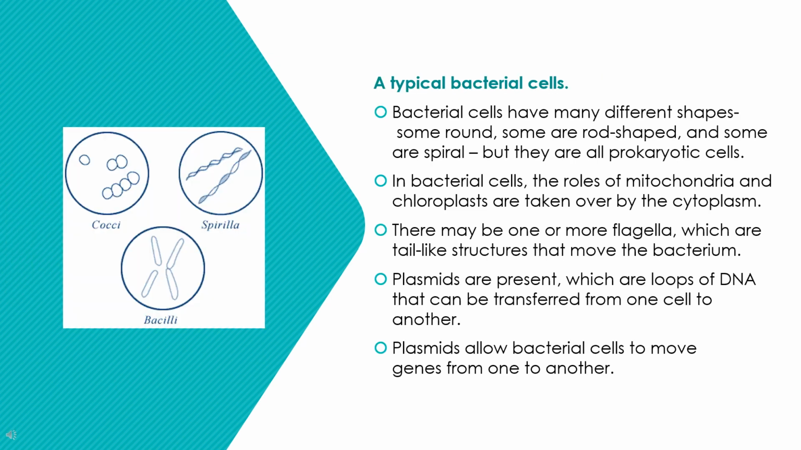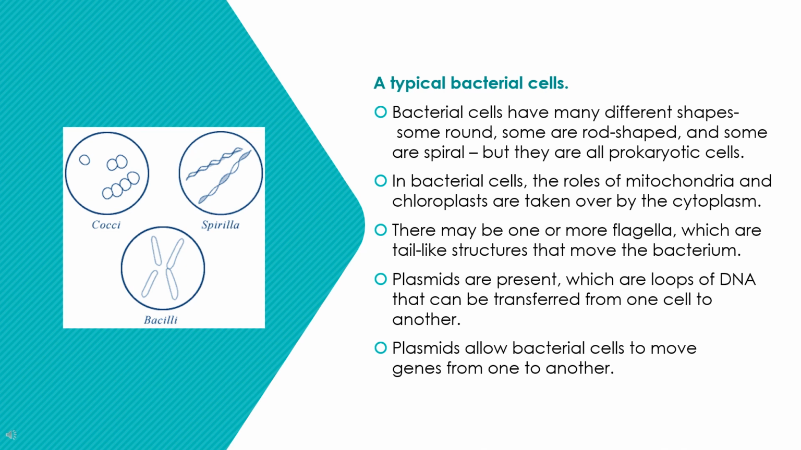Now that we have covered the prokaryotic and the eukaryotic cells, we're moving to the bacterial cells. Bacterial cells have many different shapes, some round, some rod-shaped, and some spiral, but they are all prokaryotic cells. Here on the side, I have the shapes of bacterial cells. These are not really important, but they sometimes do come in an exam, but not all the time. So just look at them, and you should also draw them in your notebook, because as I said, they sometimes come in an exam.